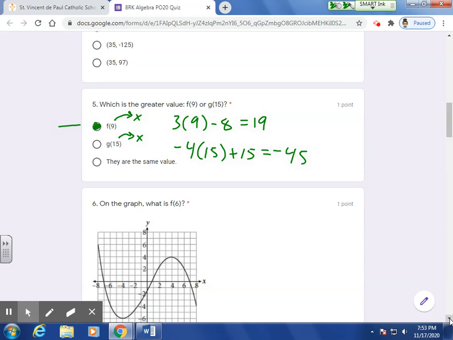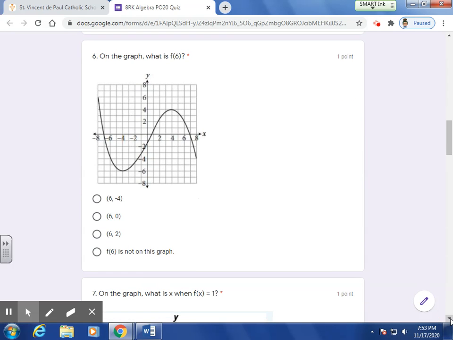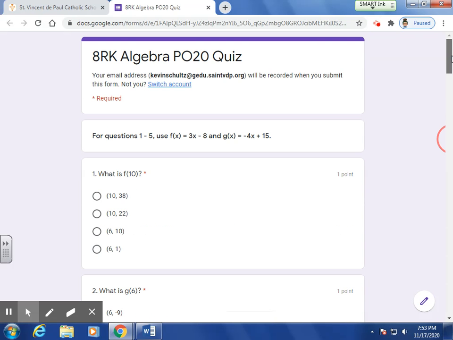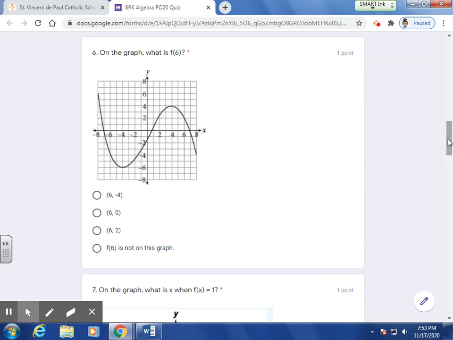Now we get to the graphs. And this is where, like I said, a lot of people had the most trouble. Okay, on the graph, what is f of 6? So we're not using the equations from above, because if you remember in the directions, it said for questions 1 through 5. Now we're on question 6, so we're not using those equations. It says on the graph, what is f of 6? So remember, this is our value for x.